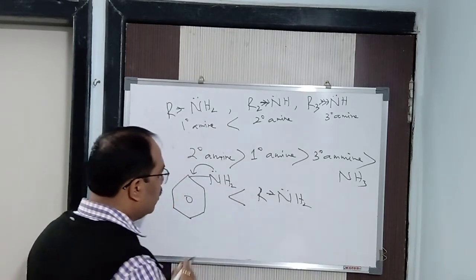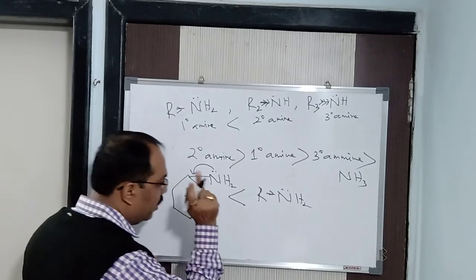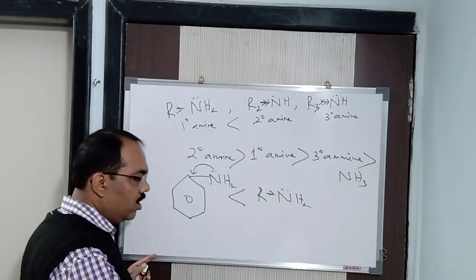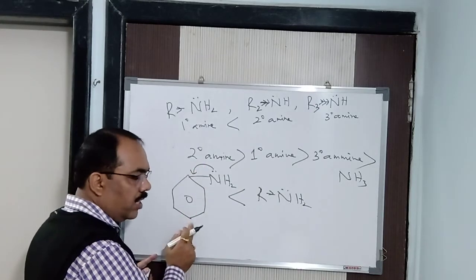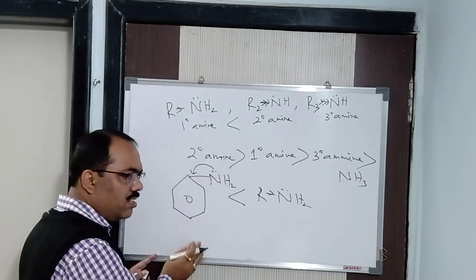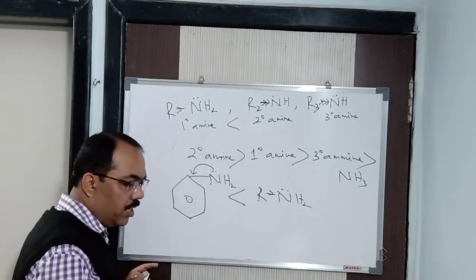So aniline, or aryl amines, are always less basic in nature compared to alkyl amines. We can say compared to ammonia also. Understood? Here this is the minus I effect, as you can see the arrow. So it withdraws electrons. So the electron density on the nitrogen atom decreases, due to which the basic character decreases, because OH minus ion will not be readily released.